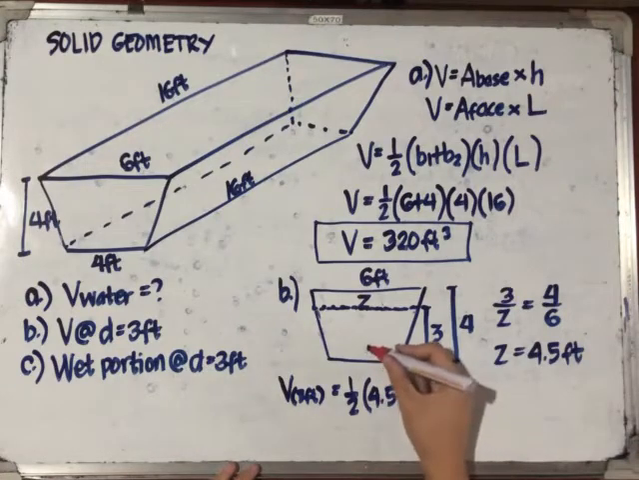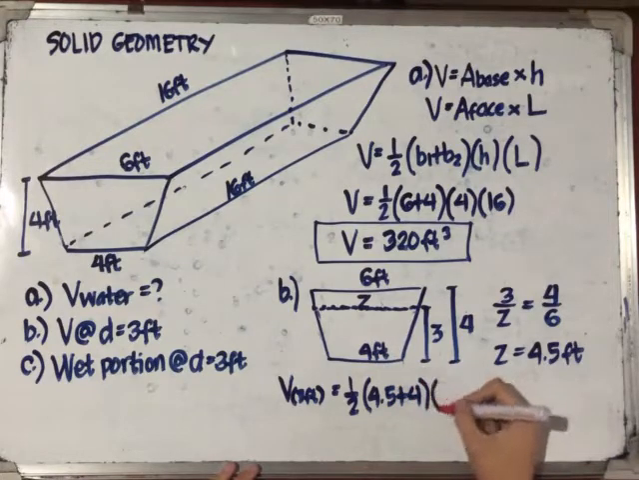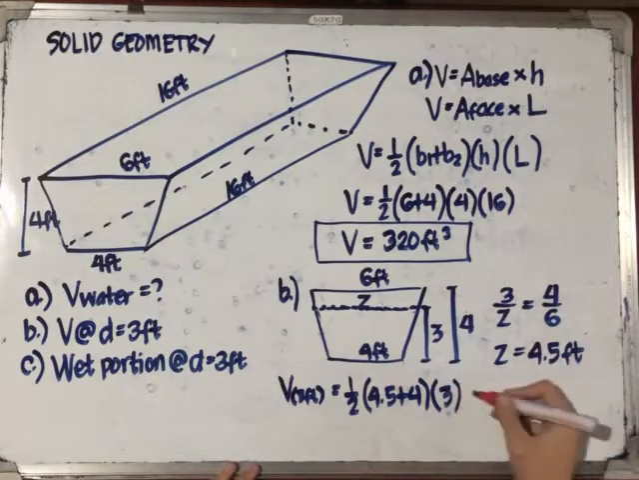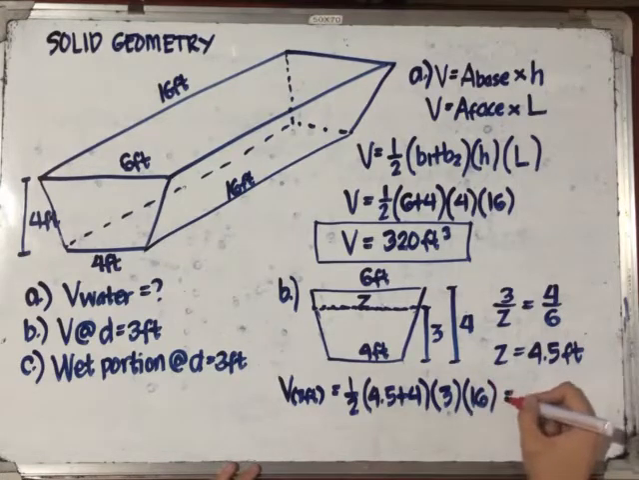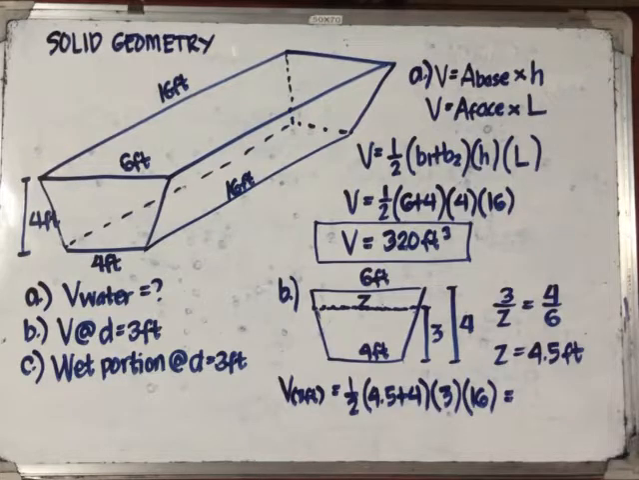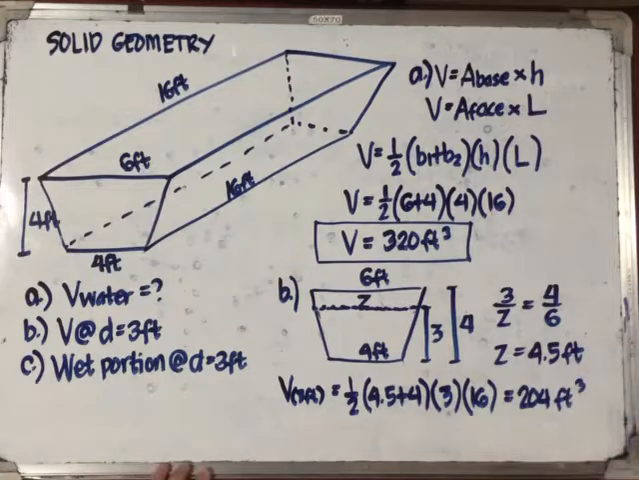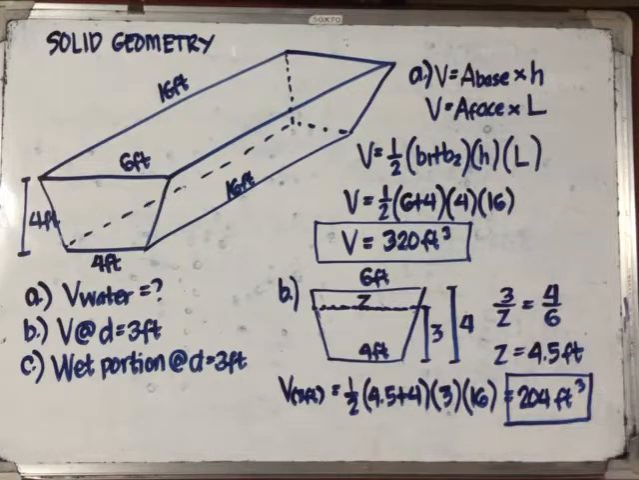plus yung base natin na nasa baba, still 4 feet ito. Okay, plus 4 times yung height natin, 3 feet siya. Alright, times the length, yung 16 feet. Length towards the parallel trapezoidal na face. So, we have 0.5 times 4.5 plus 4 times 3 times 16. That should be 204 cubic foot. So, this answers question B.